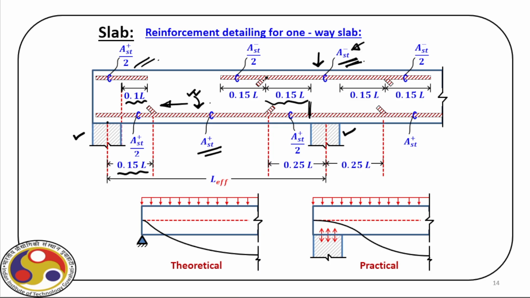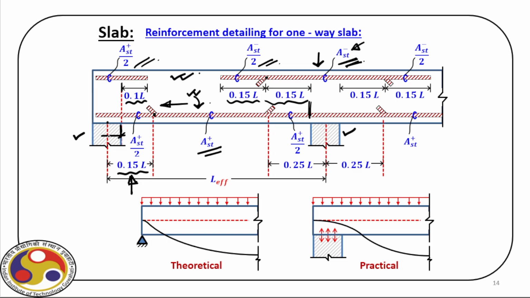Then we extend half of the bars, as you can see here, up to another 0.15 L. And obviously here there is no requirement of steel. Now we have already explained for the edge support, from the face of the support, we have this point where we can curtail the main rebars at the bottom. And this distance from the center line is 0.15 L.